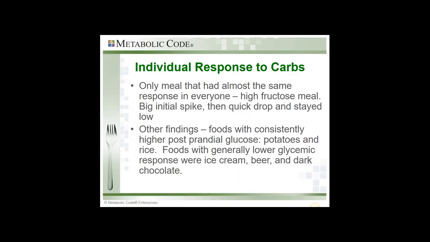There were other things that they found in the study, like that there were certain foods that definitely tended to be more consistent, that in almost everyone there was a higher postprandial glucose response, and that was things like potatoes and rice. So it was good. It was consistent with other findings in other studies. And foods that were, even though they're fairly high in carbs, that did not spike blood sugar as much. You know, people are always surprised that ice cream doesn't have as high a glycemic response as you would think.